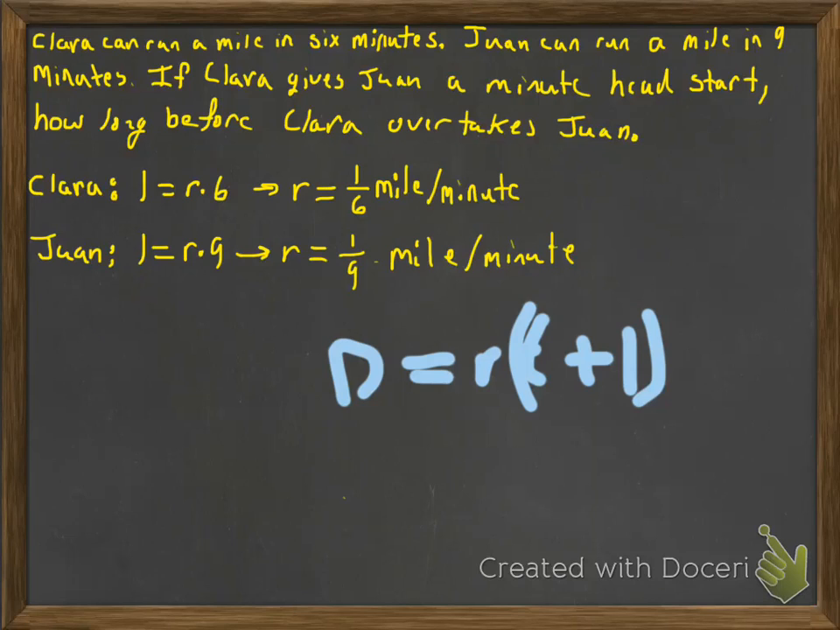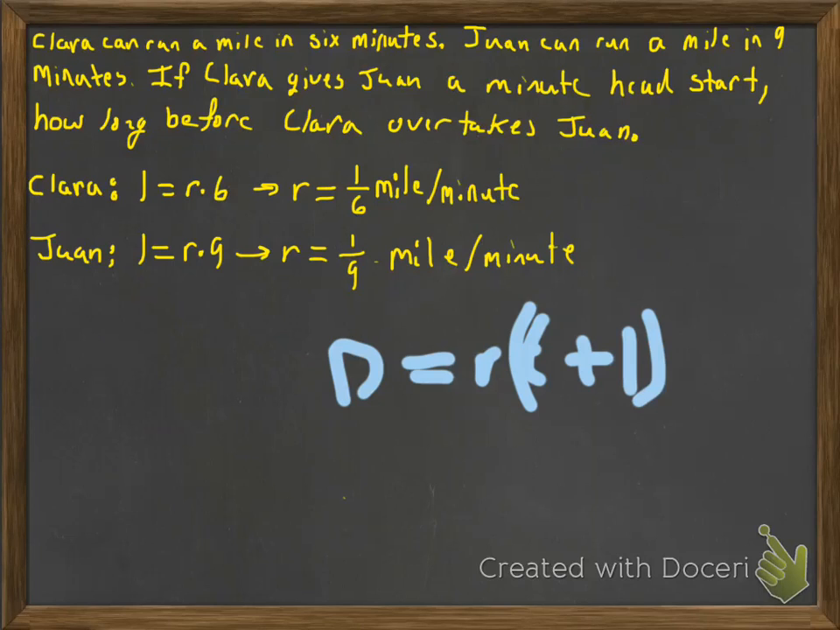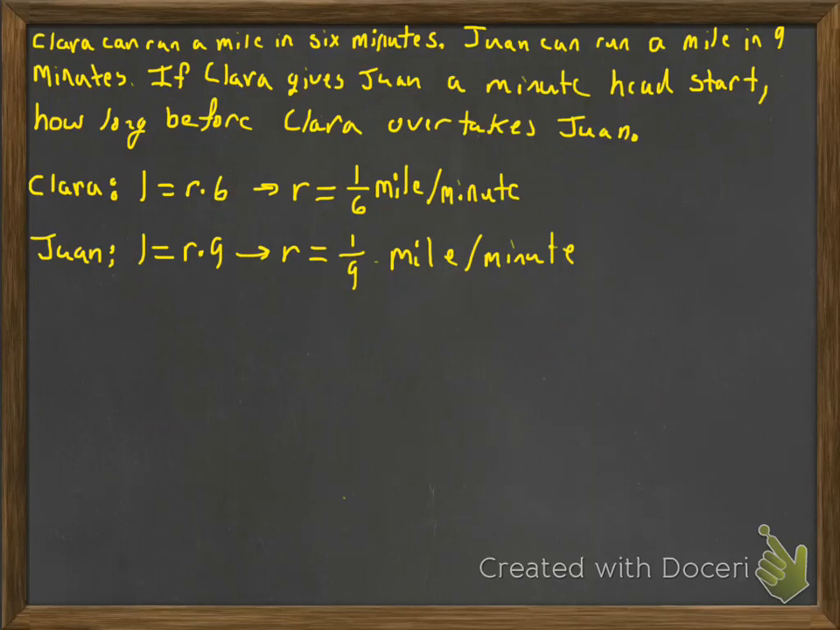starts a minute later. Or you could say that Clara's time is one minute less than Juan. So you would take this route if you were going to put things in terms of t as Juan's time. So there's two ways of doing that. I'm going to do the approach where we add 1 minute to Juan's time, and t represents Clara's time. Okay, so again, distance is equal to rate times time.